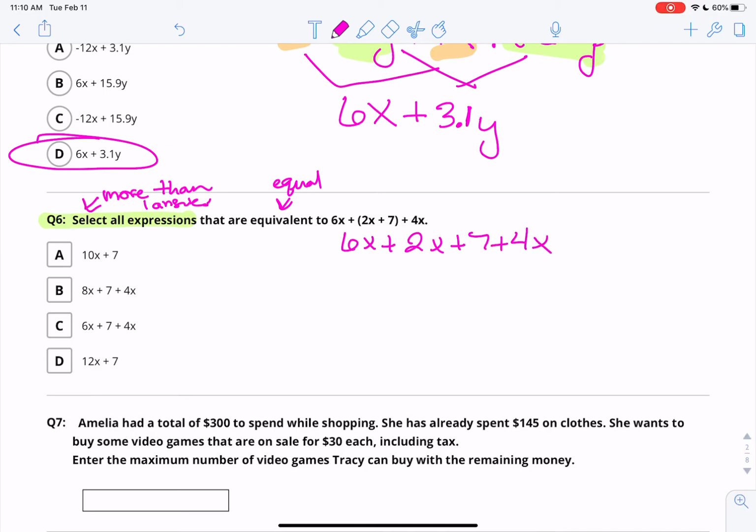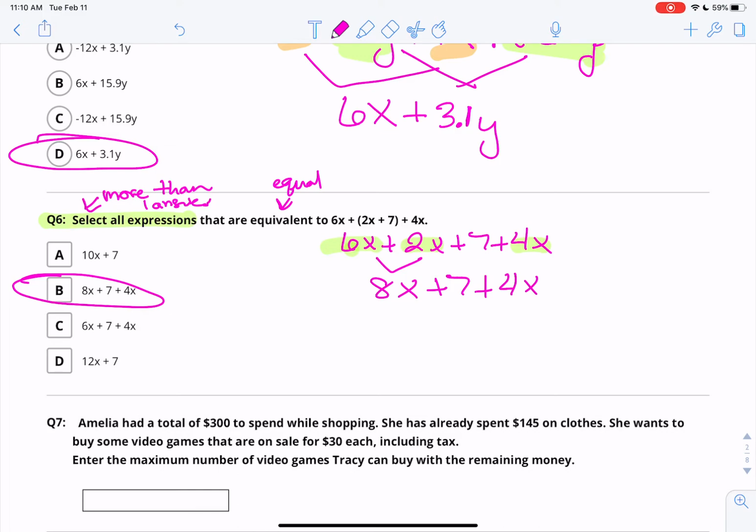And we're just going to start simplifying. I'm going to take the first 2 terms. Remember, x's go with x's, whole numbers go with whole numbers. So these 2 can go together, and 6 plus 2 is 8x plus 7 plus 4x. And then I'm going to check over and see if it matches anything. And sure enough, that matches B. So B works.